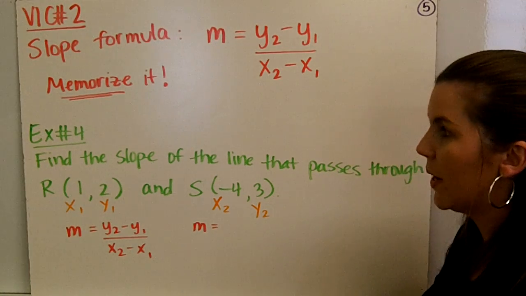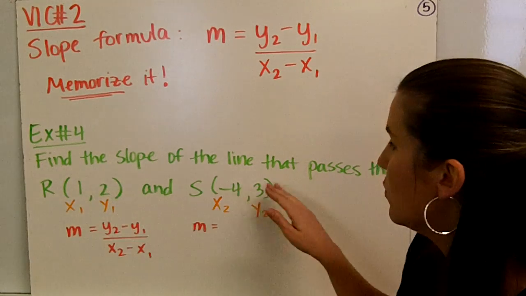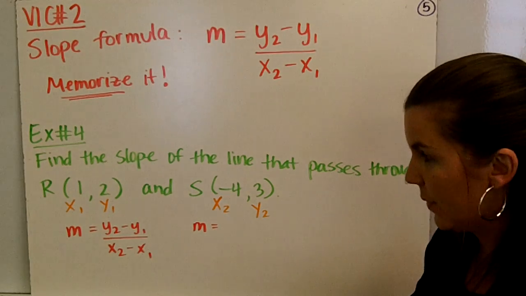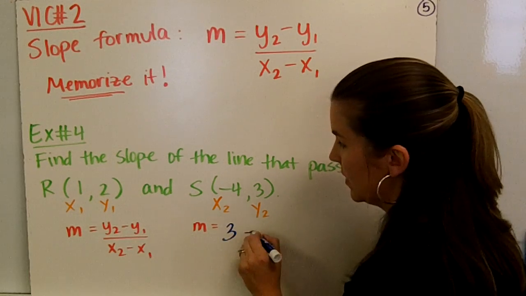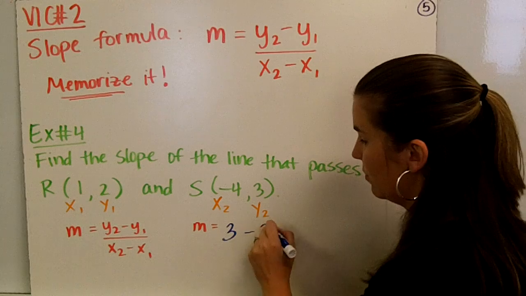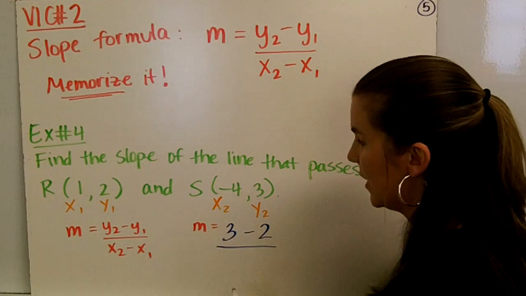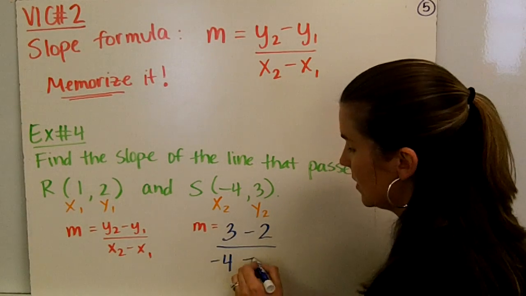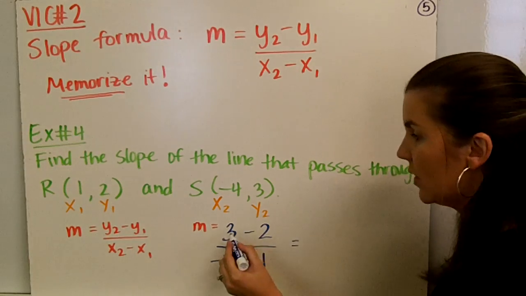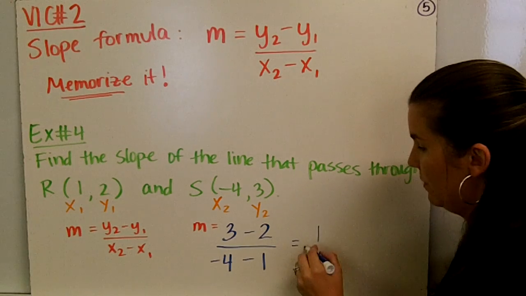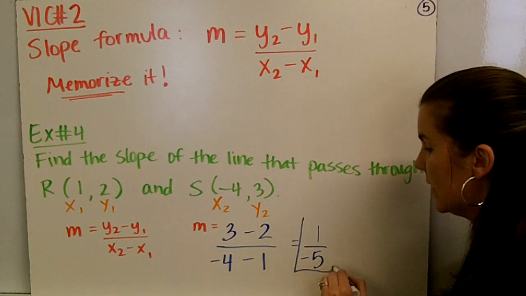Now remember, every ordered pair is always x and then y. They're in alphabetical order. All you do is take these 4 numbers and plug them into the formula exactly where you see them. So y2 comes first, that's 3, minus y1. y1 is 2. I use a minus because the minus was in the formula. x2 is negative 4, minus x1, which is 1. And then you just simplify. 3 minus 2 is 1. Negative 4 minus 1 more is negative 5. So the slope is negative 1/5.